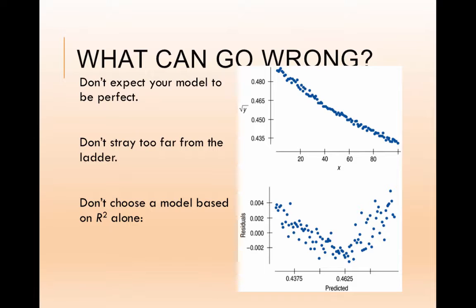And then don't choose a model based on your r-squared value alone. When you calculate that new equation and you see your r-squared value, just because it's a high r-squared value does not mean that the data actually works. You have to check the residual plot because sometimes the data can look like it's going to be really straight and it's going to have a high r-squared value. And you go and you check the residual plot and you still have a clear curve. That's an issue. So then you have to go back to the drawing board and try again.